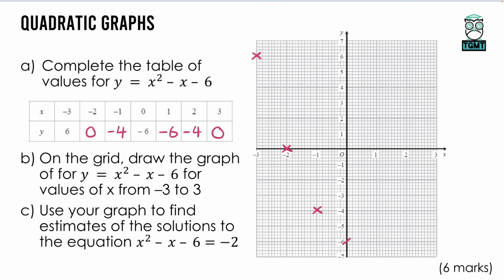0 is down at -6, 1 is also down at -6, 2 is at -4, and 3 is at 0. So I need to join these up. I need to use a nice smooth curve to do so. It doesn't matter which point you start on, as long as I get a nice smooth curve that connects all of these points, making sure that my line goes perfectly through each of those coordinates.